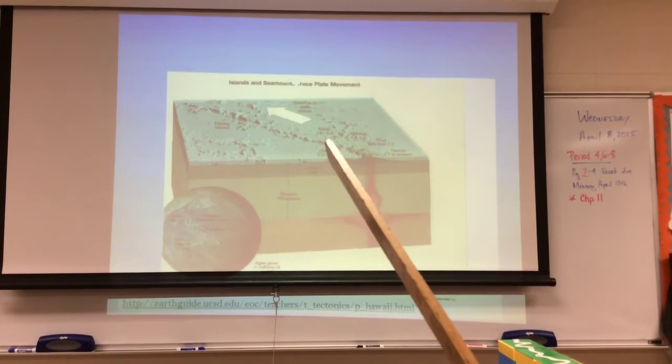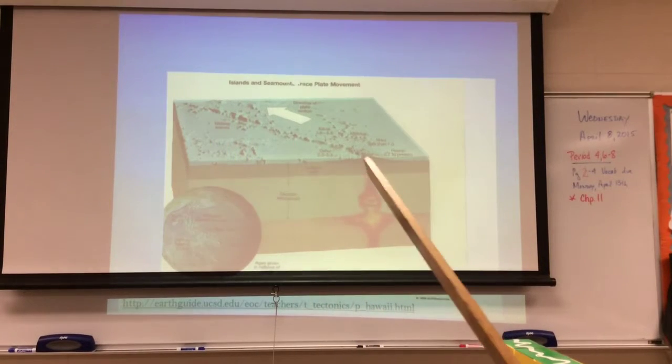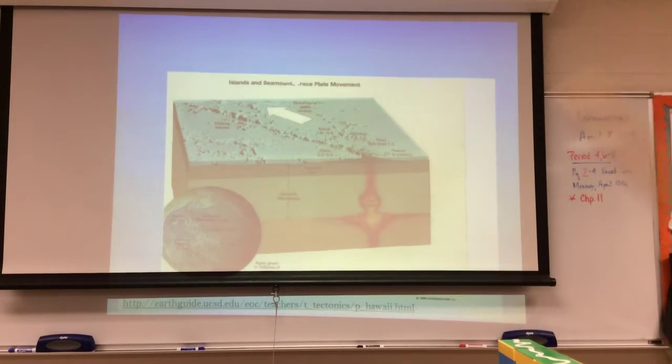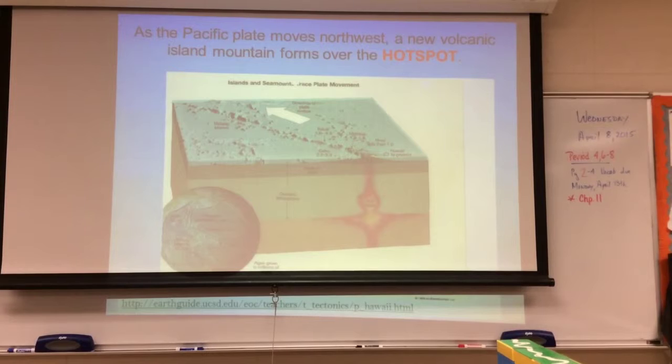As the plate moves this way, you get an island with mountains. Then they start to dissipate, but your biggest one and newest one is going to be near that volcano vent. As the Pacific plate moves northwest, a new volcanic island mountain forms over the hotspot. This is why Hawaii has several islands.